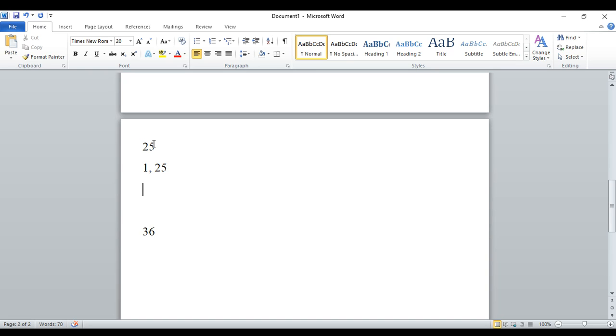What about 3? Let's think about our 3 times tables. 3 times 8 is 24. 3 times 9 is 27. 3 is not going to work. What about 4? 4 times 6 is 24. 4 times 7 is 28. So 4 is not going to work. What about 5? 5 times 5.